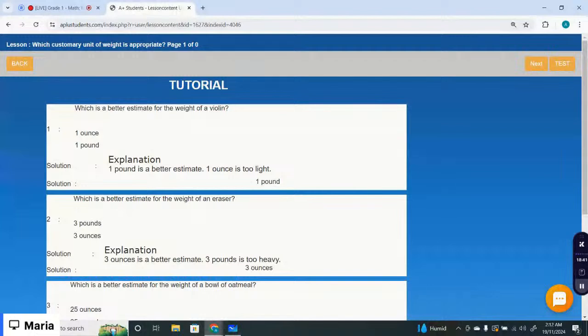1 ounce is too light. Ounce is a smaller unit, right? Used to measure the smaller things. 1 pound is a better estimate to measure the weight of the violin, right?